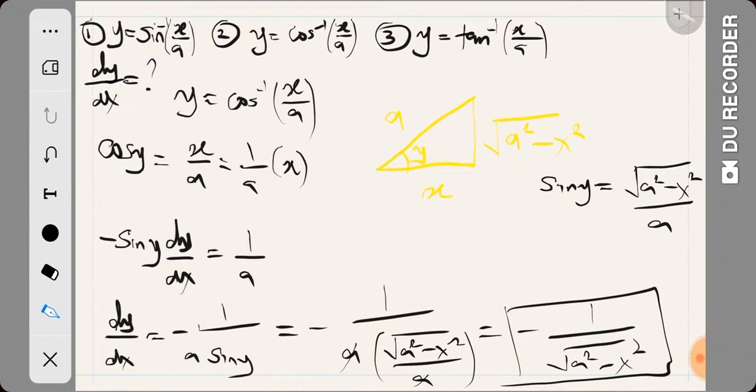Of course, it's the same thing as the differential of the sine inverse of x, but the negative sign differentiates it. So if you differentiate negative sine inverse of x over a, you have 1 over square root of a squared minus x squared. But if you differentiate the cos inverse of x over a, you have negative 1 over root a squared minus x squared. So lastly, let's clean that up again.